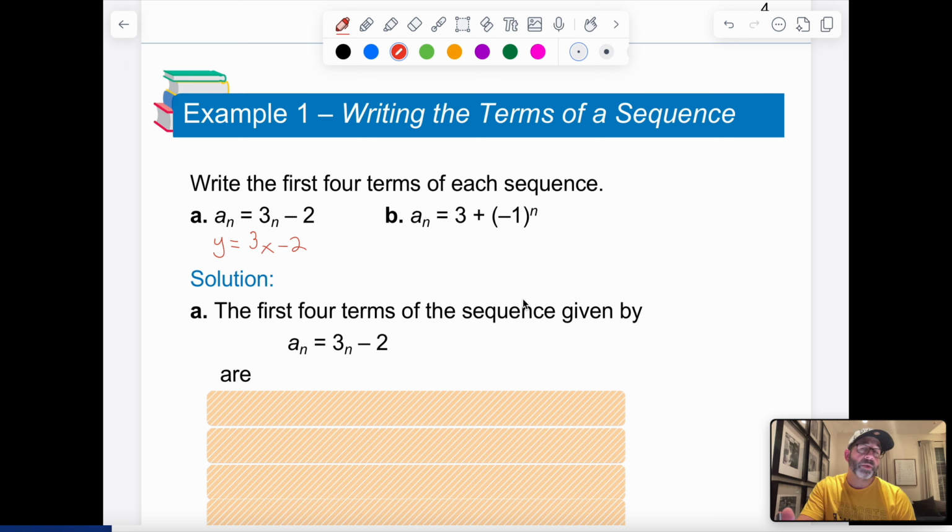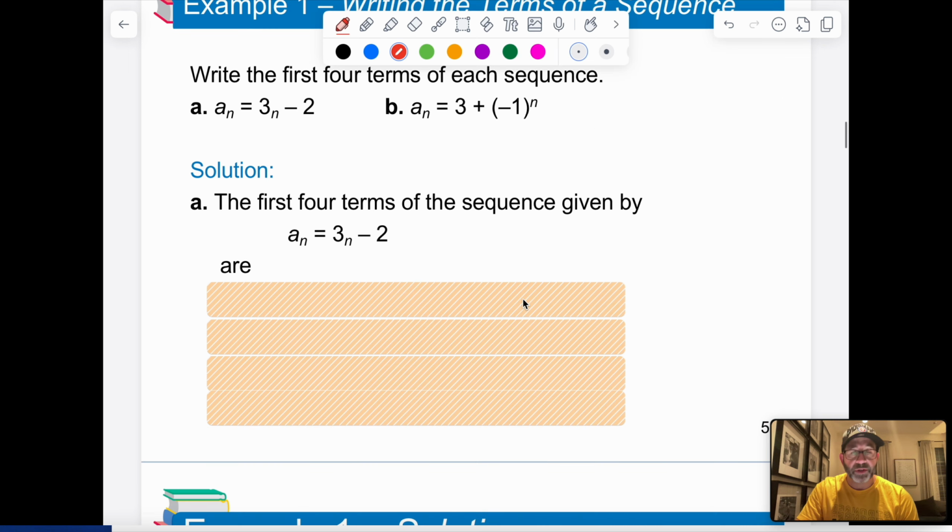So don't get hung up when we're sitting here talking about an and 3n. When we're talking about n, we're just talking about terms. We're not talking about an xy coordinate plane. We're just talking about terms, which is why we don't use x and y for these. We're talking about numeric values in some sort of list.